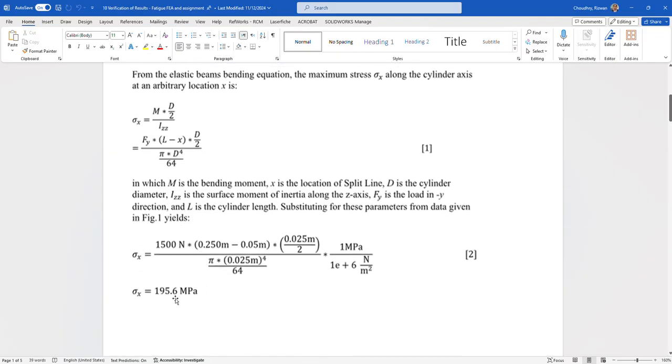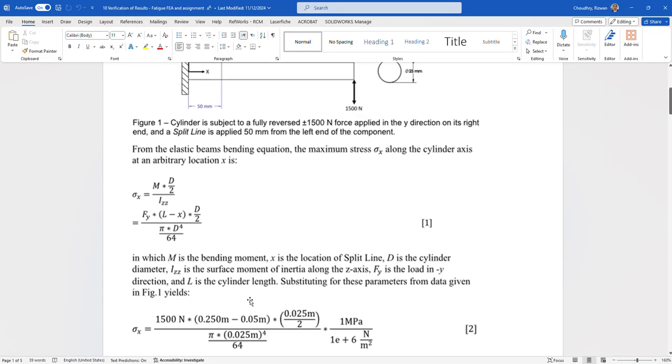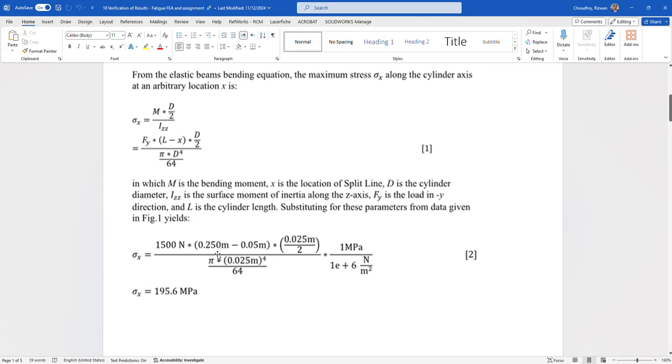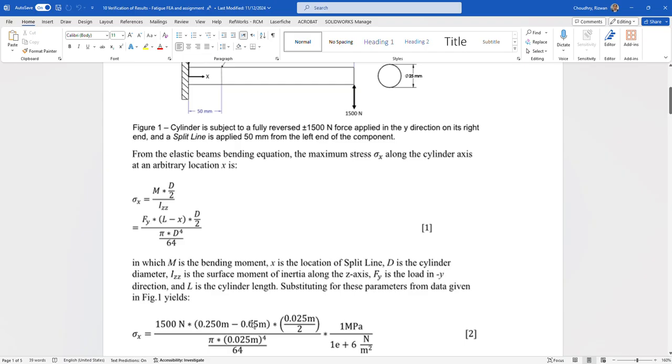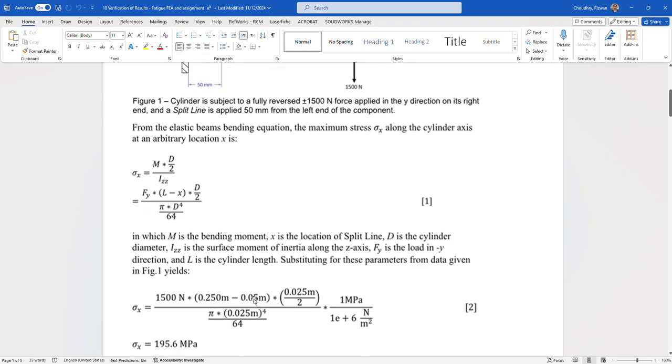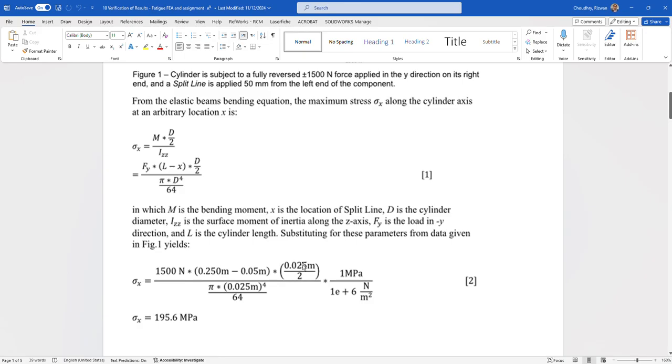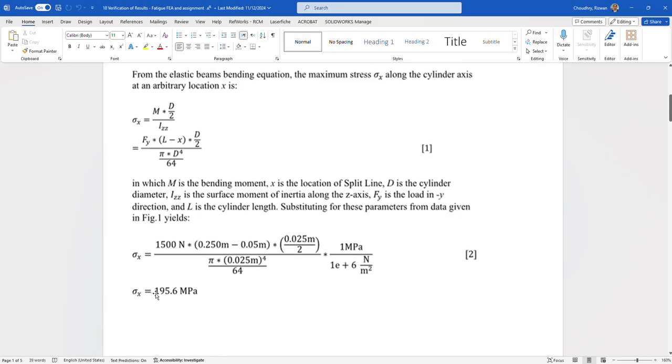So substituting the numbers, Fy times (L minus x) times d by 2 divided by pi d to the fourth over 4. Once we substitute all of these numbers, the stress due to the bending of this cantilevered beam comes out to be 1500 multiplied by (0.25 minus 0.5), which is the location of interest. Keep this in mind: if you change this location of interest, you will have to change this number to get the particular value of the stress. And then multiplied by the radius of the shaft divided by the moment of inertia, and then converting it to megapascal, you get the final answer as 195.6 megapascals.